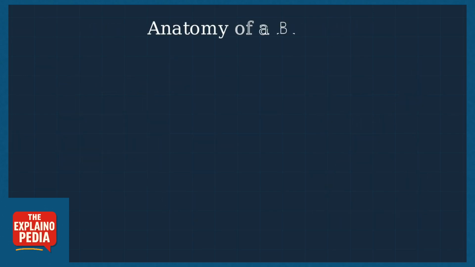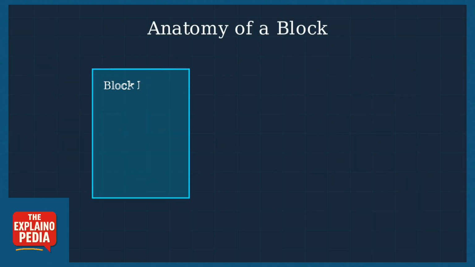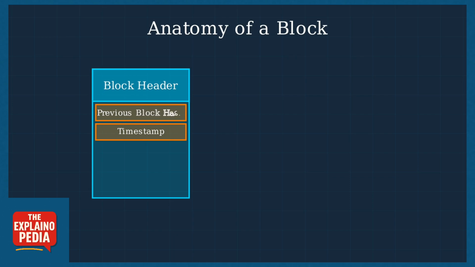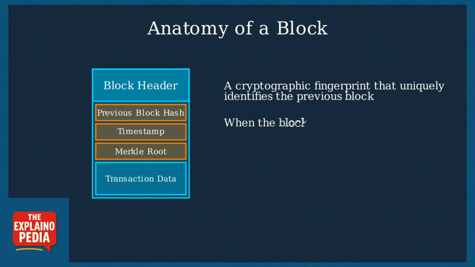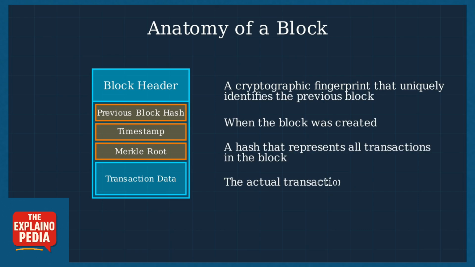Each block in a blockchain contains several key elements. The block header includes a hash of the previous block, creating a cryptographic link to the chain. It also contains a timestamp showing when the block was created. The block also contains the Merkle root, which is a single hash representing all transactions in the block, and the transaction data itself, the actual records being stored.